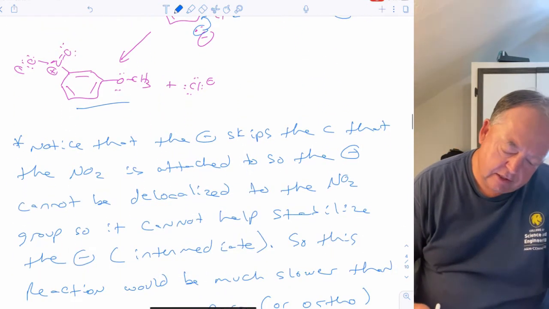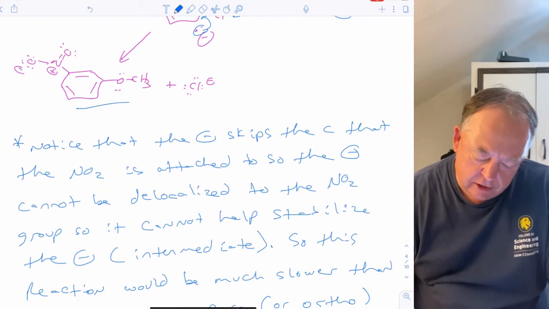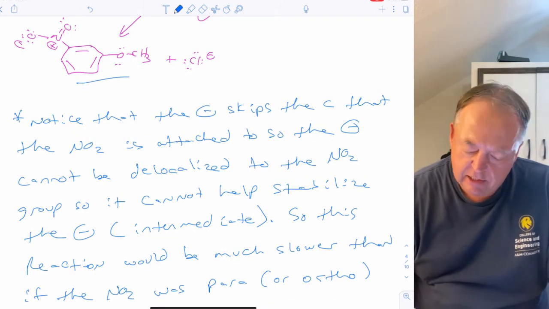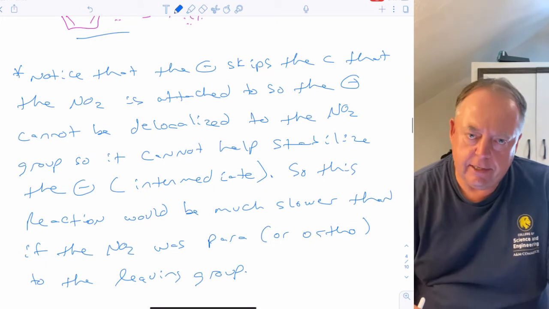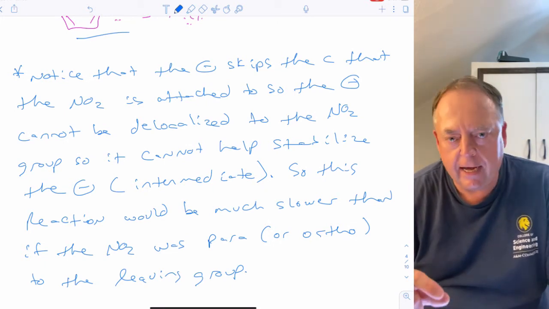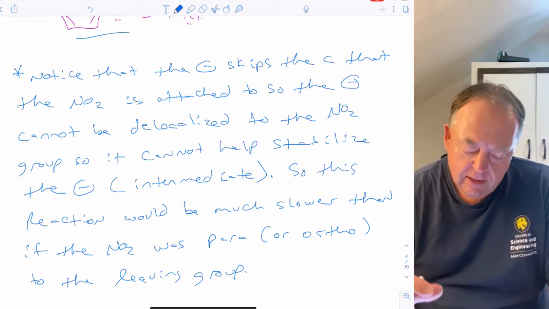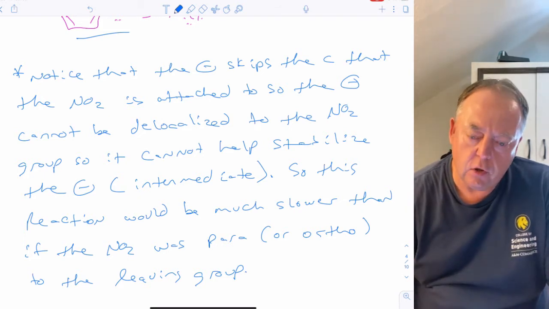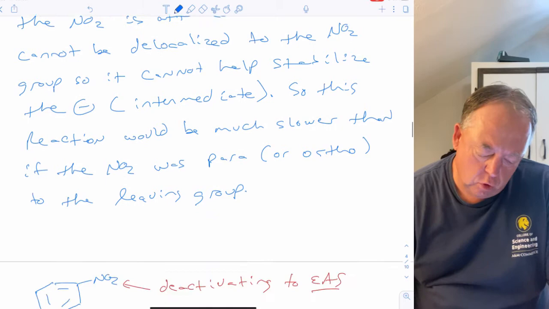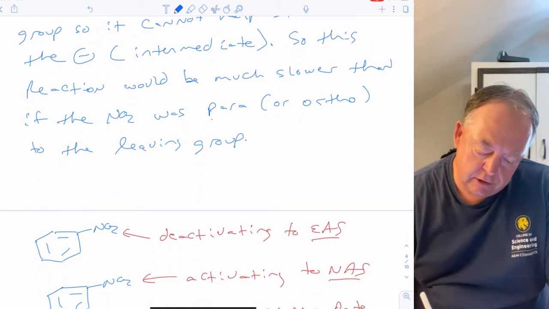So notice that the negative skips the carbon that the nitro was attached to, so the negative cannot be delocalized to nitro, which means the nitro cannot stabilize the intermediate, which means it's going to have a higher activation barrier to form it, which means its rate of formation, the rate of reaction, is going to be slower than if the nitro group was at the ortho or the para position.